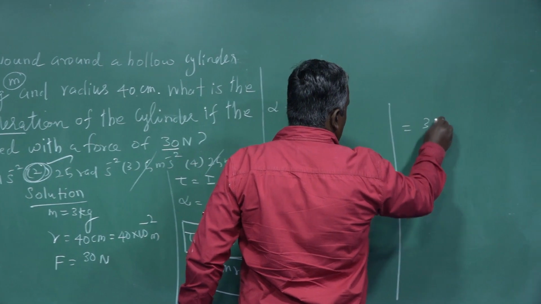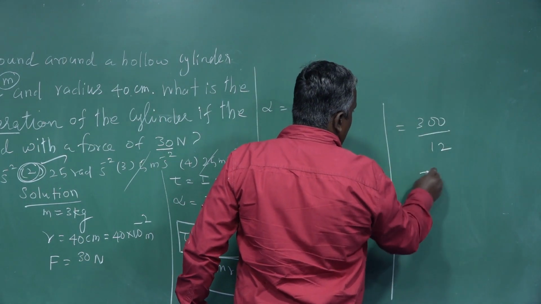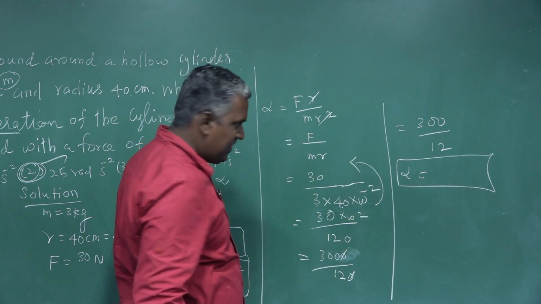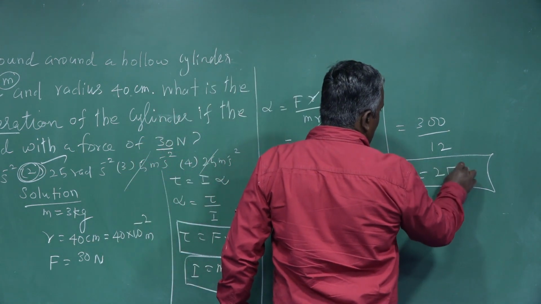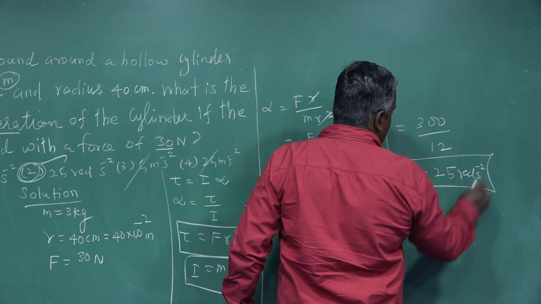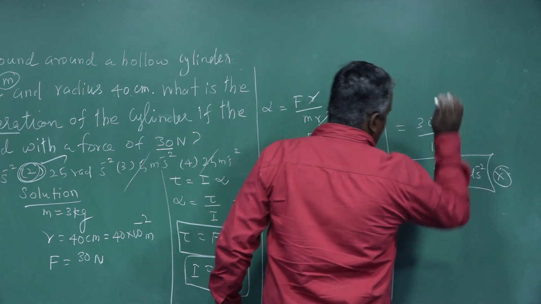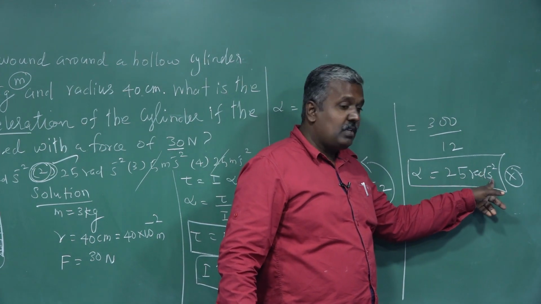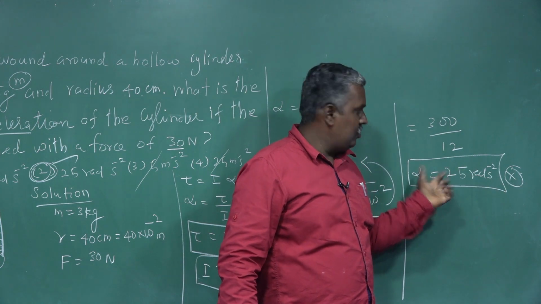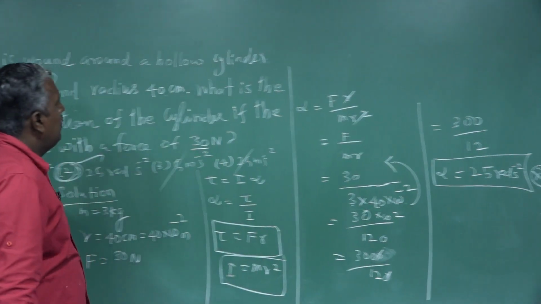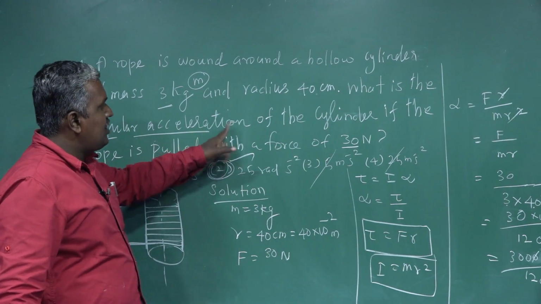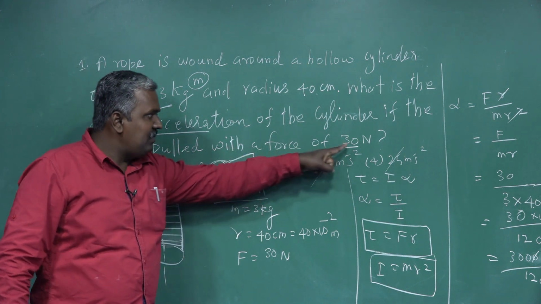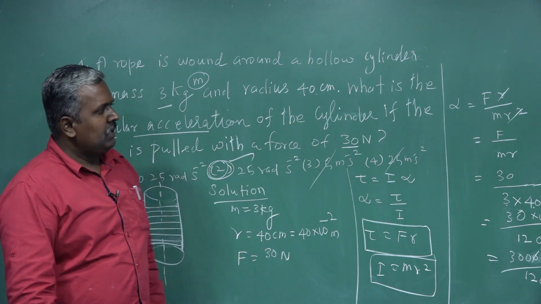So 300 by 12, that is alpha. How much? 300 by 12 is 25 radian per second square. So alpha is equal to 25 radian per second square. Radian per second square is the unit for angular acceleration. So this is the angular acceleration of the cylinder if the rope is pulled with a force of 30 Newton. Clear?